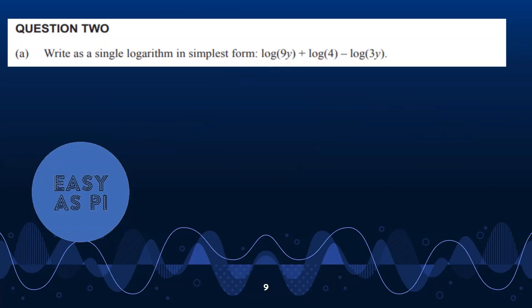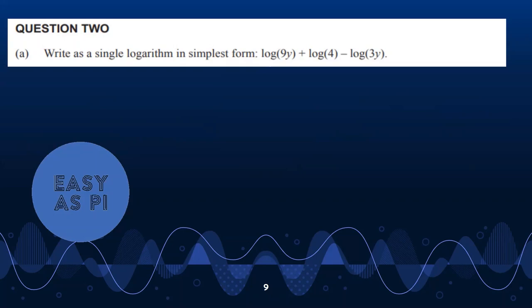We can see we've got 3 logs, and we've got our addition and subtraction. So we know we're going to have to apply these rules somewhere. This is a step-by-step way of thinking of how to do it. Let's start with the addition: log 9y plus log 4. If you remember from our rules before, when we add, this multiplies whatever's inside the brackets of the logs. So log 9y plus log 4 becomes log of 9y times 4. 9 times 4 is 36, so we get log 36y.